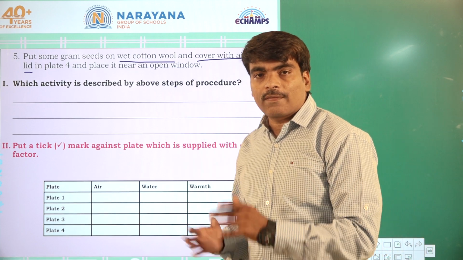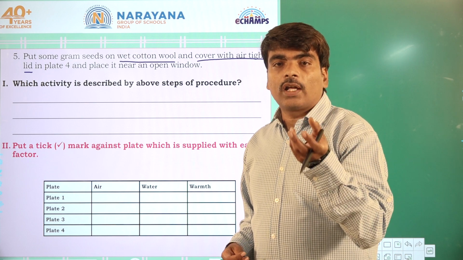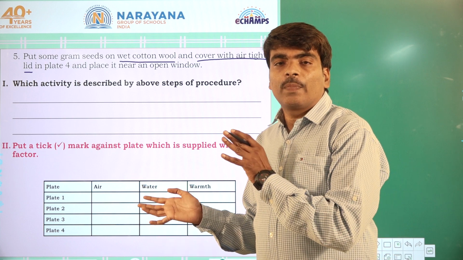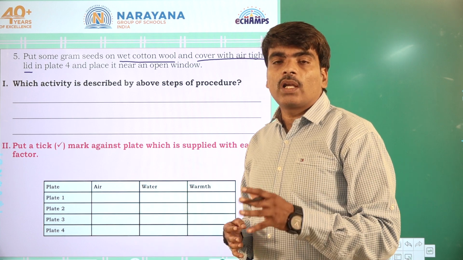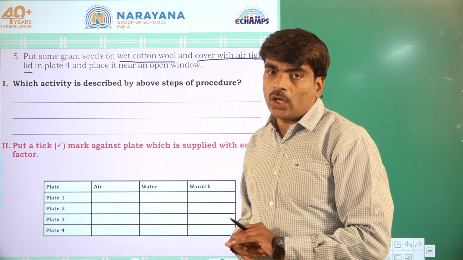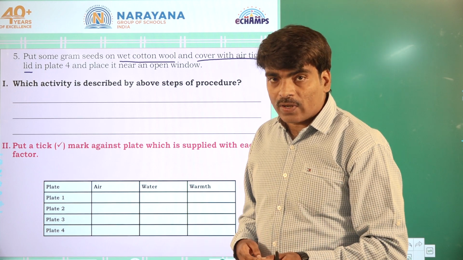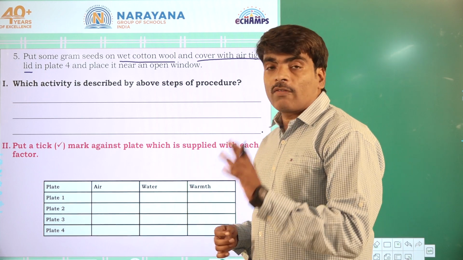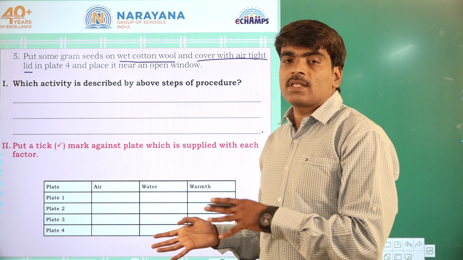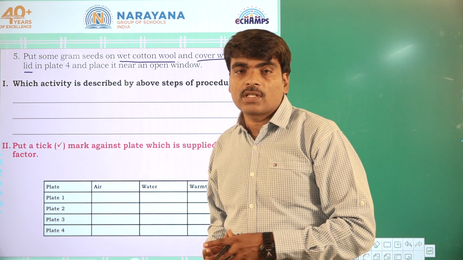If we see, the first plate has wet cotton in open condition near a window. Second one is having dry cotton and again it is placed near a window. Third one having wet cotton placed in a refrigerator. Fourth plate is having wet cotton but closed with an airtight lid and placed near a window. So these are the conditions. These are the 4 points described here.